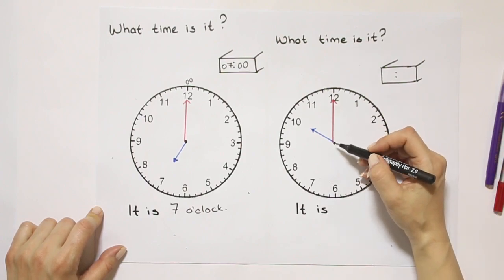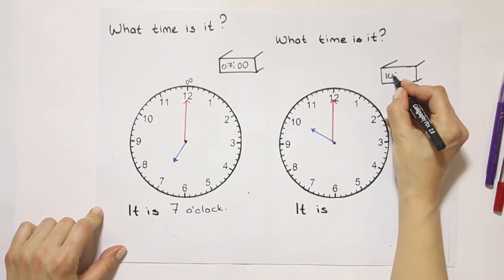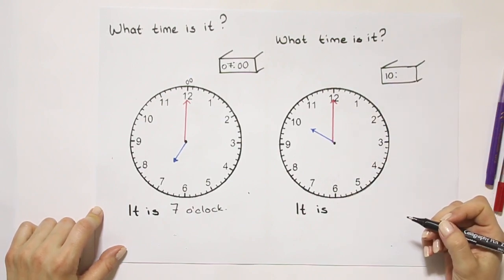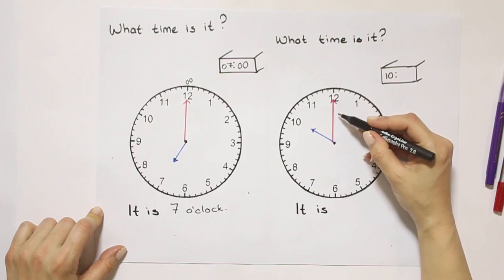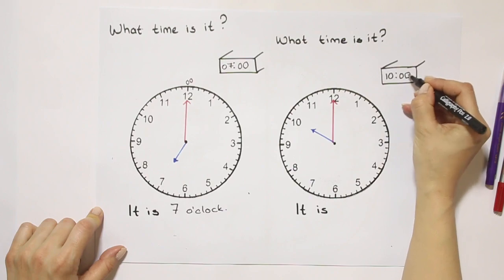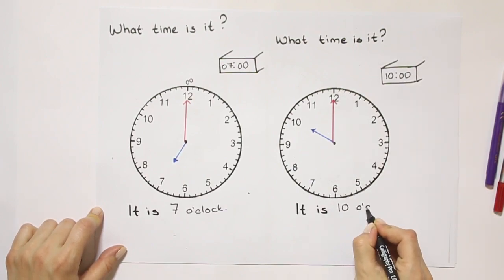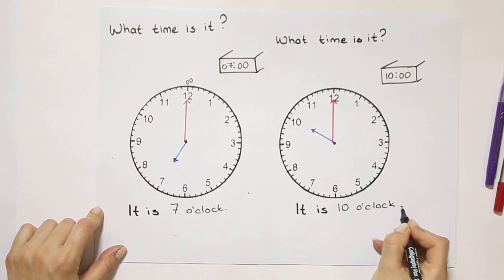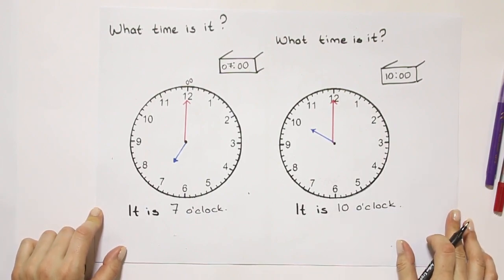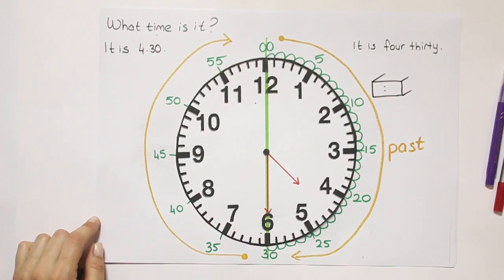The short hand is pointing to 10. So, the hour of the day is 10. The long minute hand is pointing to 12. We know that means o'clock. It is 10 o'clock. Good job. Now that you have learned the basics of telling the time to the full hour, let's continue to look in more detail.